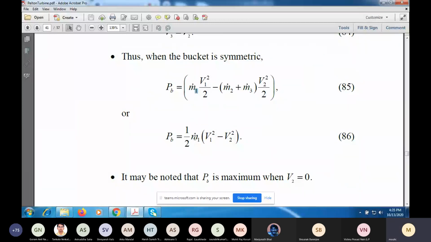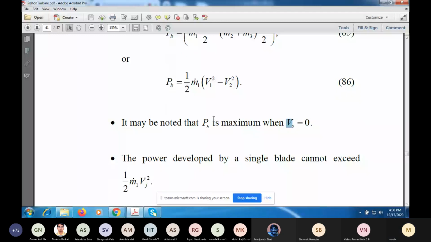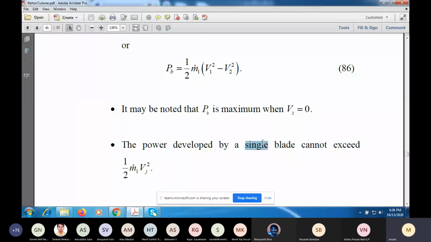So if I factor out M1 dot, then you have a simple expression that the power developed by a single blade is half M1 dot into V1 square minus V2 square. So you can see that if you want the power to be maximum, that is possible only if V2 is 0. That is the absolute velocity. So if we are able to reduce the absolute velocity to 0, then you will get the maximum power, which in that case will be half M1 dot Vj squared. So power developed by a single blade cannot exceed half M1 dot Vj squared.